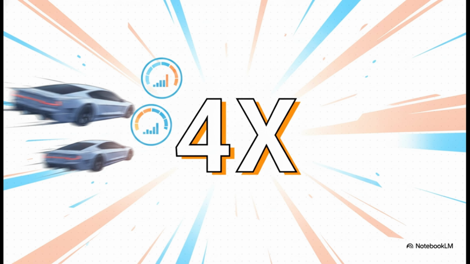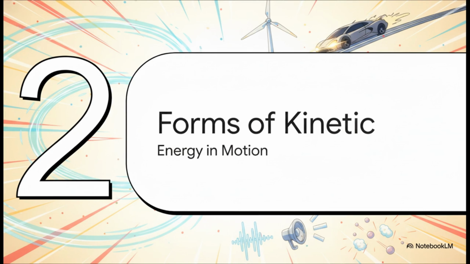This is exactly why a car driving at 60 miles per hour doesn't just have double the destructive energy of a car doing 30, it has 4 times the destructive kinetic energy. Kind of terrifying, but fascinating. Let's move on to section 2, forms of kinetic energy. These are the moving energies we can, and sometimes can't, easily see.